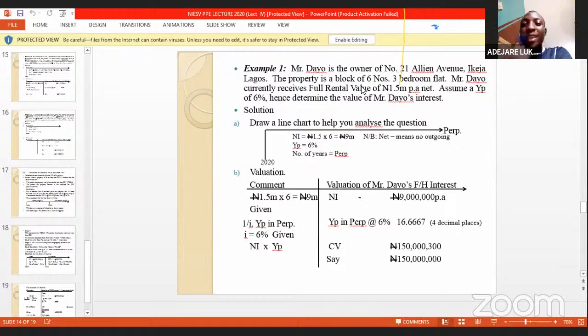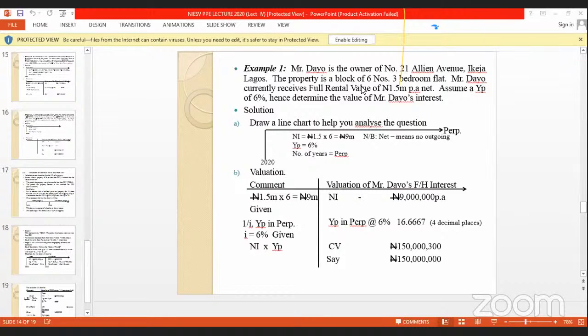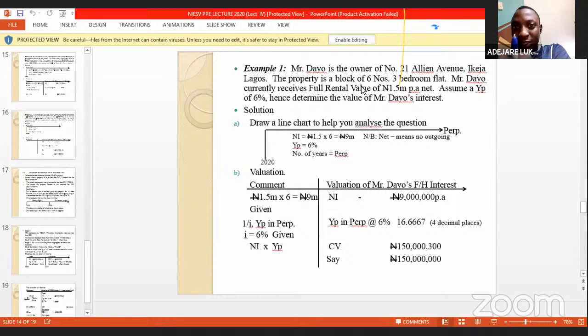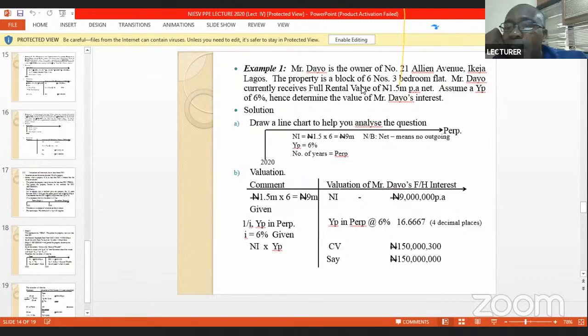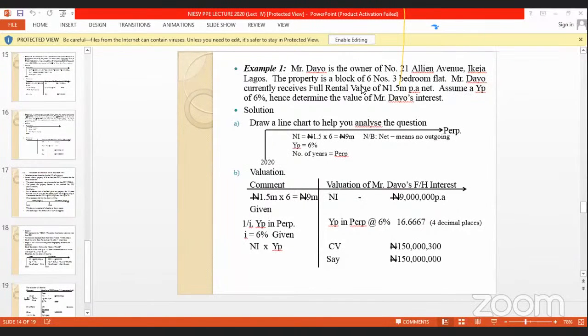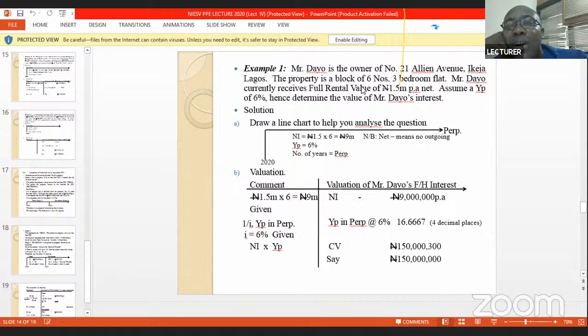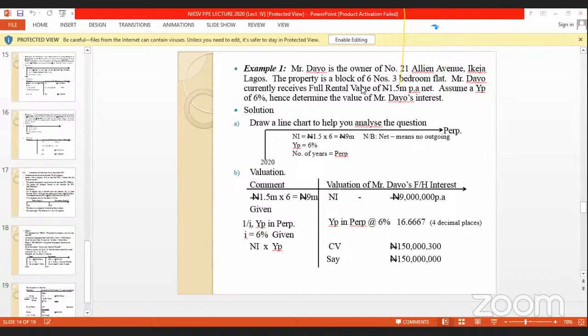He's asking if reserve rent is head rent. No, rack rent is full rental value. Reserved rent can also be rent that is less than full rental value.